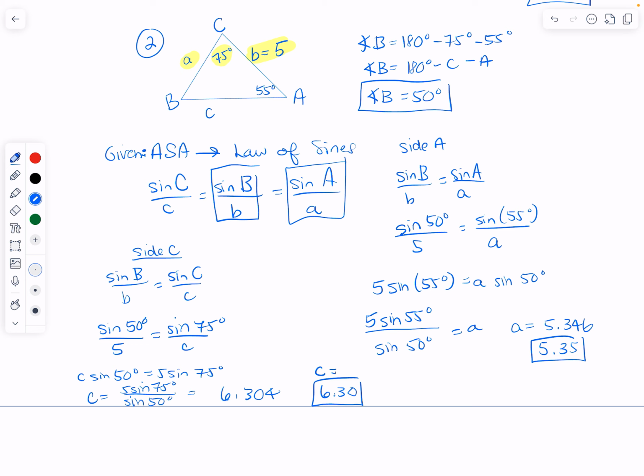So I'm done with number 2. I have figured out what the missing sides were and that missing angle.